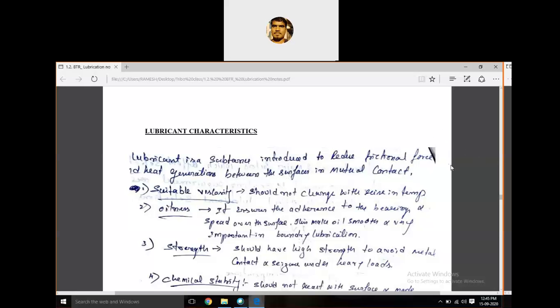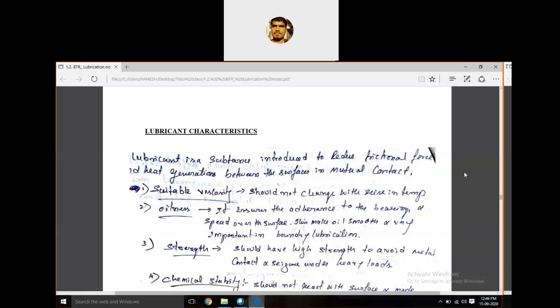The first property is viscosity. Viscosity should not change with the rise in temperature. That is the first important quality of a lubricant. Lubricant should not change its property by changing the temperature. Means if the viscosity changes with the temperature, it will affect the lubrication process. So it should not change. It must be a suitable viscosity that is maintained throughout the operation. That is the first quality.